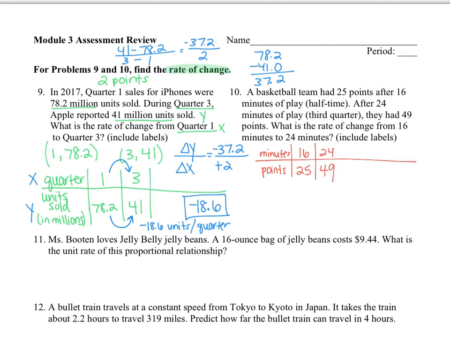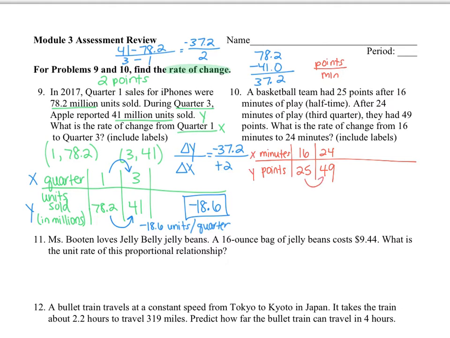So we know that minutes is the X value because what we're going to find out is how many points are scored per minute, not how many minutes per point, because that would be a small number and really wouldn't make sense. We want to know how many points they have scored per minute on average in the game. So again, making that table really helps. So this is x, this is y.